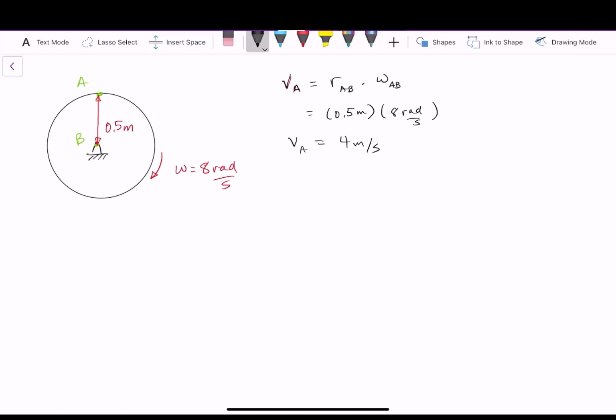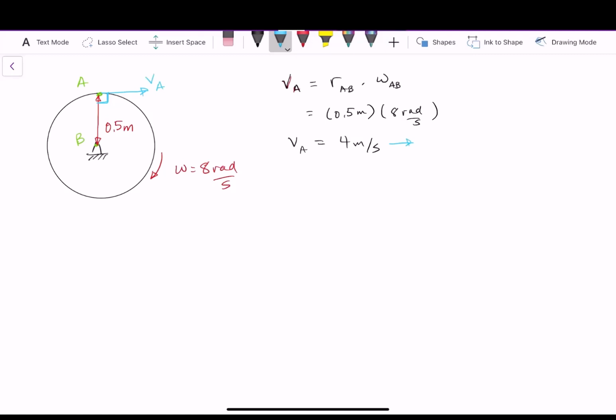Now this is a vector, so we should know its direction. Remember that this linear velocity that we're finding is a tangential velocity, so it is tangent to the radius arm. So that tells us then that the resultant velocity should be 90 degrees to this radius arm here. So this is the velocity at point A.